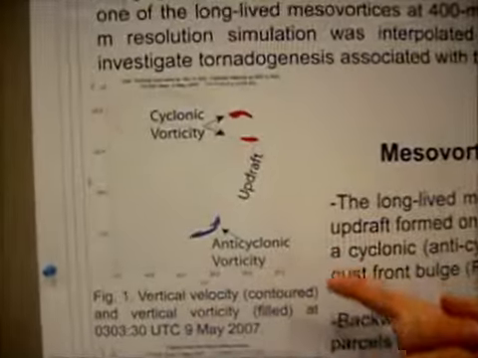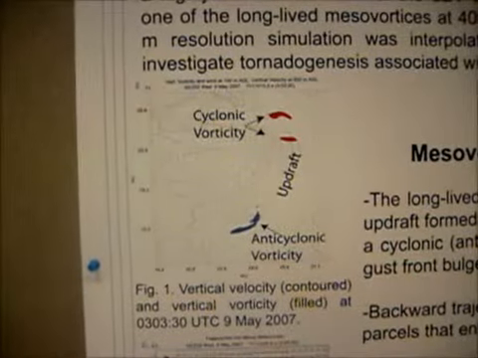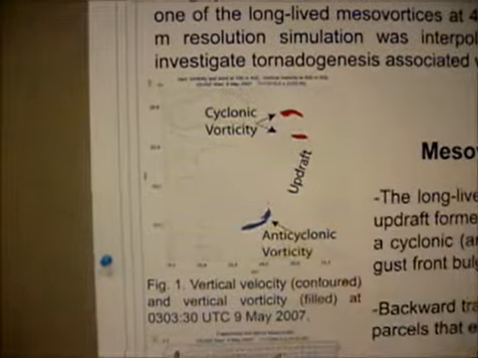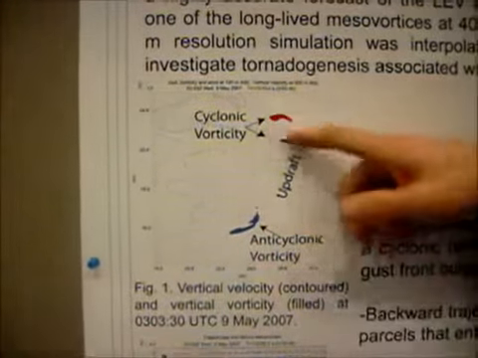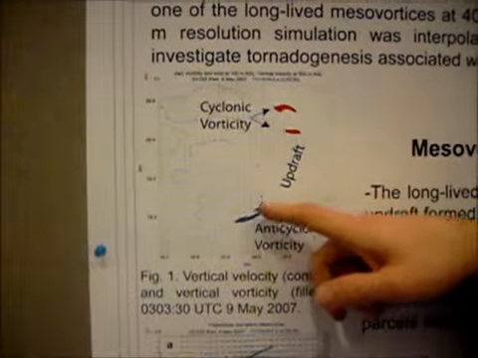And so, using that 400 meter simulation, we nest down to 100 meters to look at just one of the long-lived mesovortices to try to look at the tornadogenesis of the case. So first we looked at the origin of the mesovortex. We get this surge in the gust front, and so that sets up a situation where we get cyclonic vorticity here and anticyclonic vorticity here.